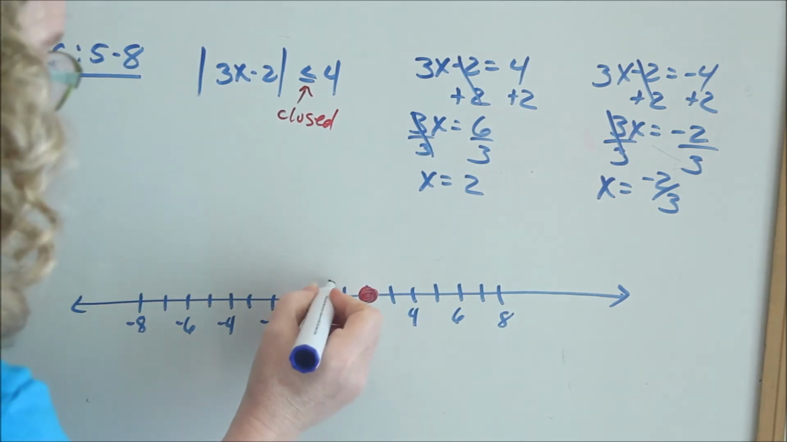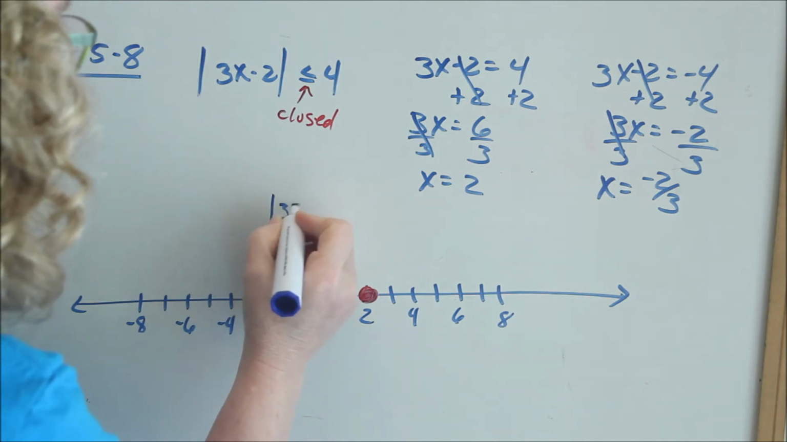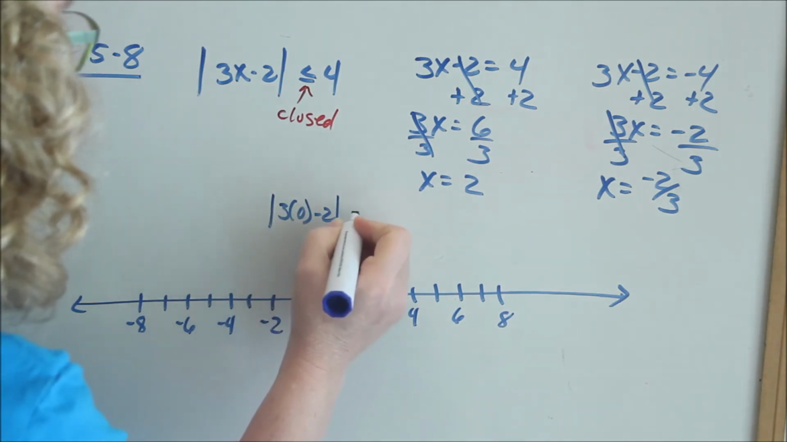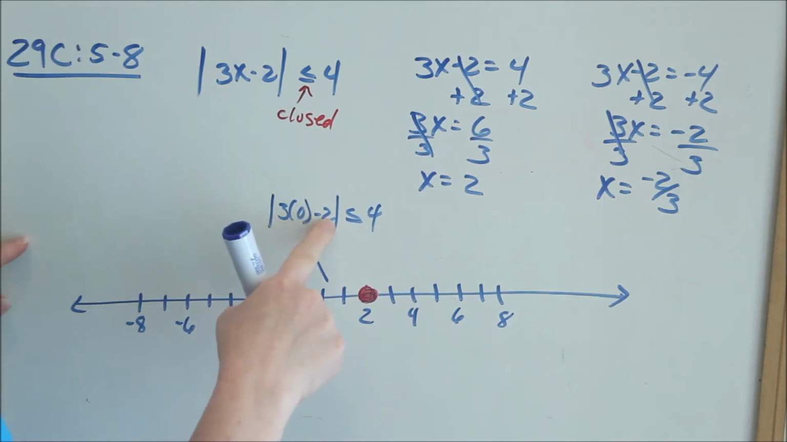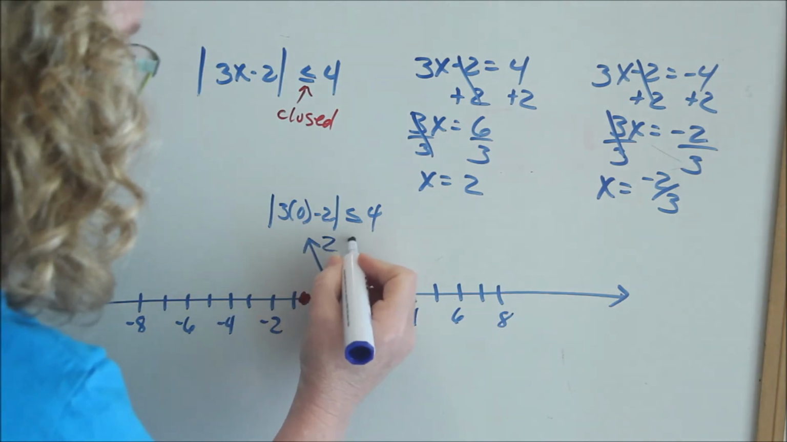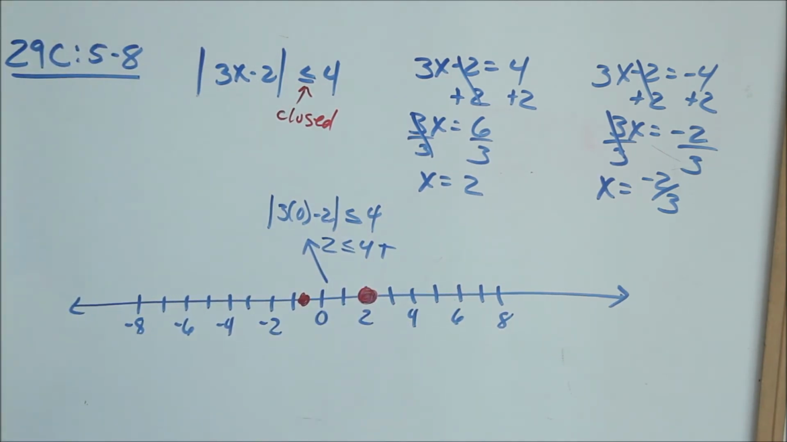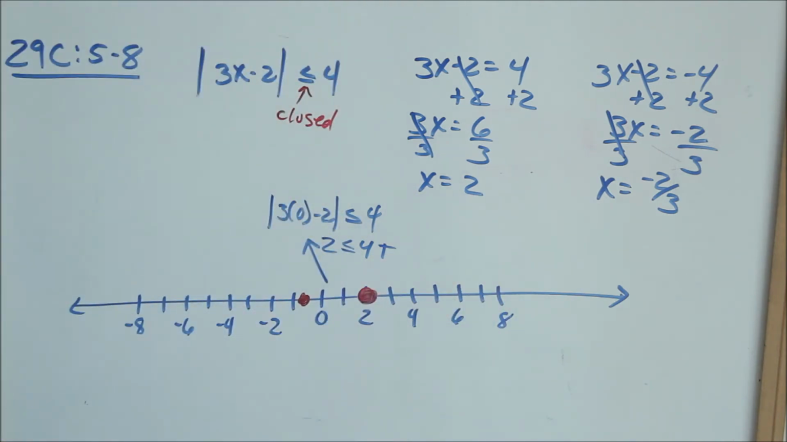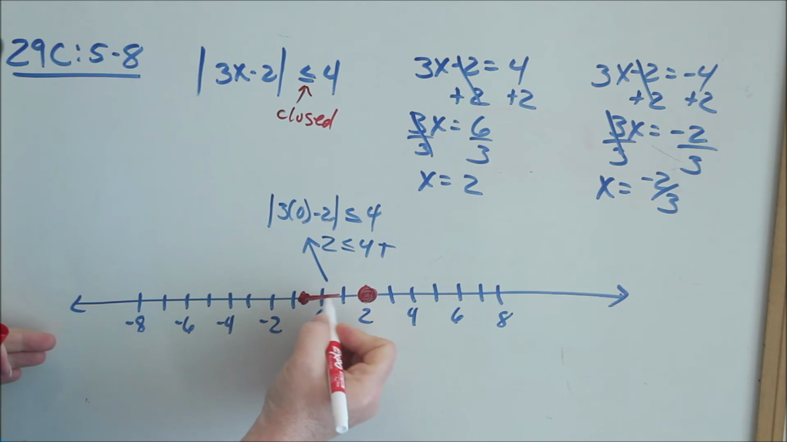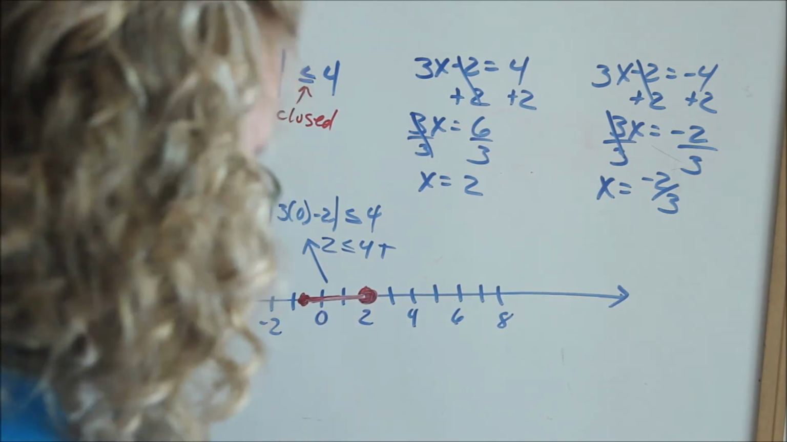Okay? So testing here in the middle, putting in 0 for x. That would be 3 times 0 minus 2, absolute value of that, less than or equal to 4. 3 times 0 is 0. 0 minus 2 is negative 2. The absolute value of negative 2 is a positive 2. Is 2 less than or equal to 4? Yes, that's a true statement. Which I can conclude, I'm still going to test the other points just so you can see. Since that is true, I will conclude that everything in between those 2 points will make it true. And my solutions would be everything in between those 2 points.